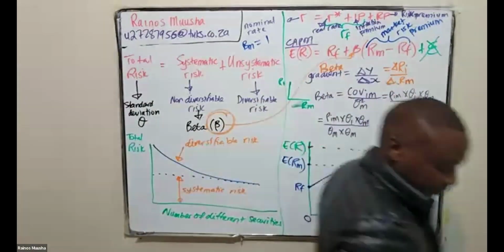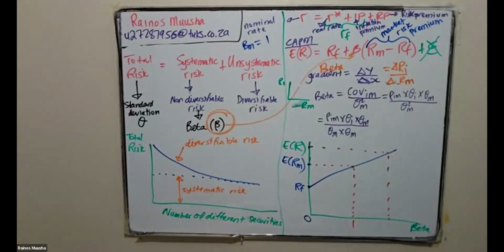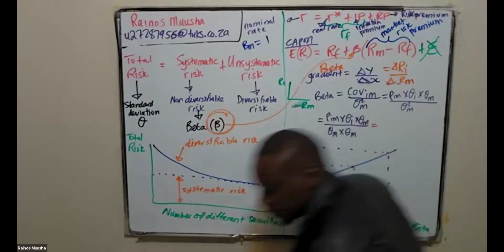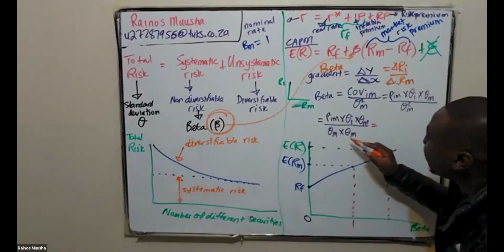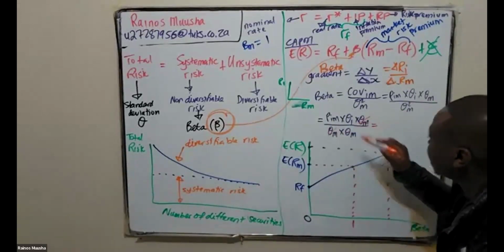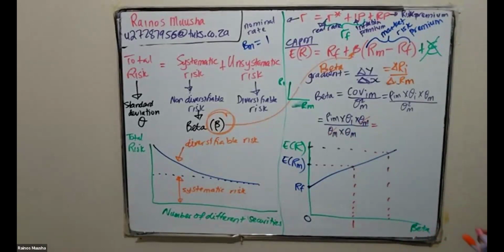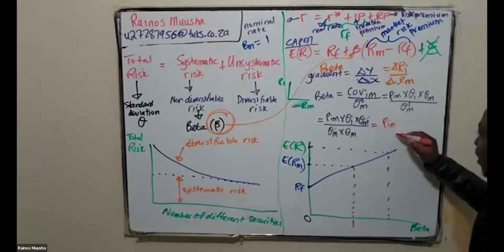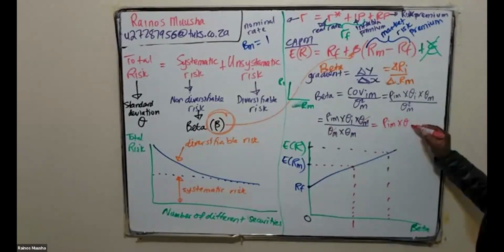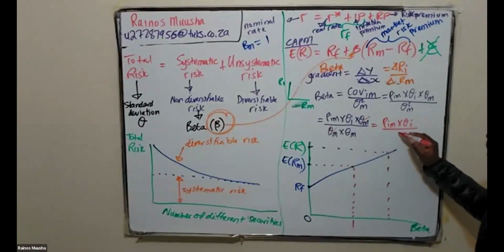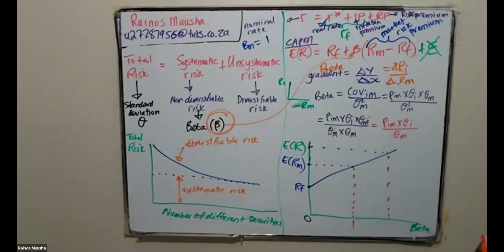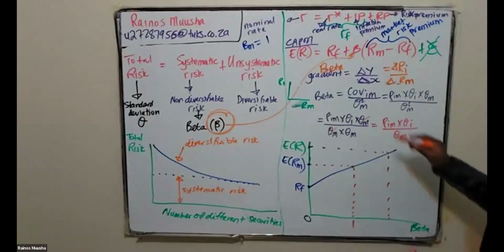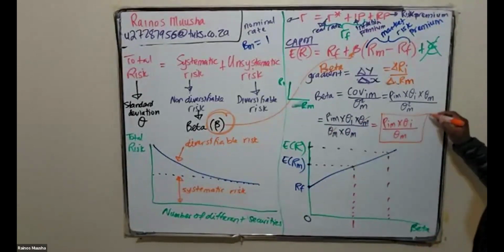Which means your beta can ultimately be given as, if you look at this formula, we can see that the denominator here cancels the numerator there, isn't it? Which means your beta can also be calculated as the correlation coefficient of the asset and the market multiplied by the standard deviation of the asset divided by the standard deviation of the market. So this is another way that we can calculate the beta.